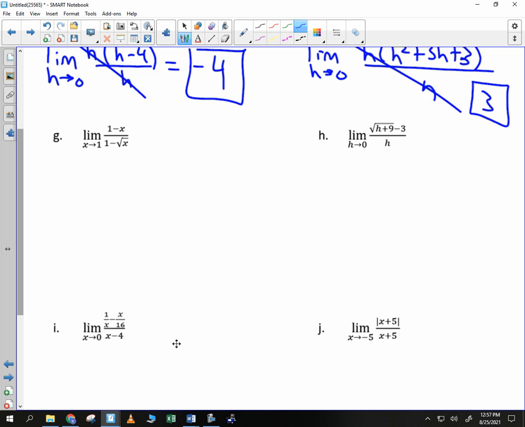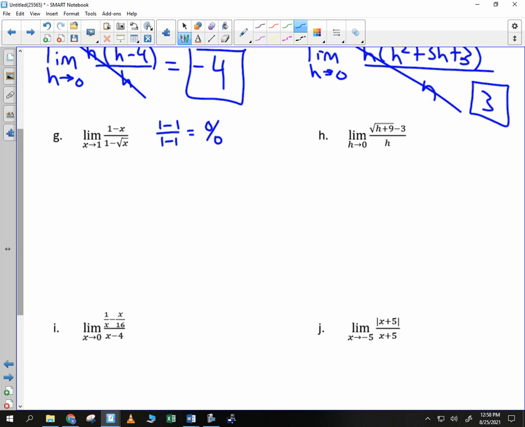As you plug in 1 in this situation, you get 1 minus 1 over 1 minus 1, which is 0 over 0. We have a problem. So I'm going to deal with the top. Most people, when they look at the top, say it doesn't factor. I'm going to say it does factor.